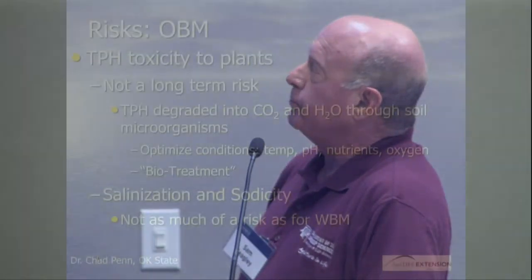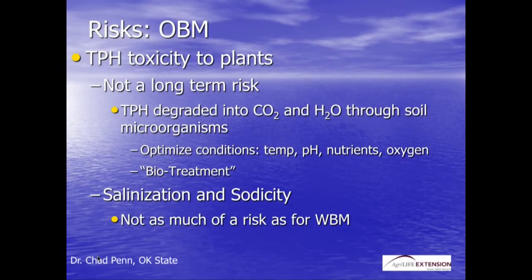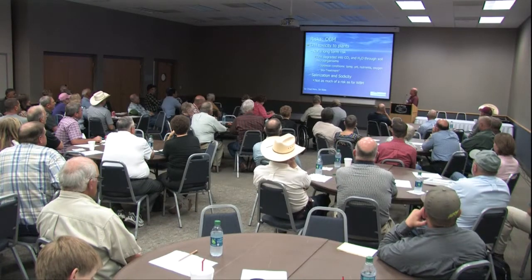TPH, total petroleum hydrocarbons, is toxic to plants if you get it up to a certain point. And so this is not typically a long-term risk, and the primary reason for that is because that material is degraded by the microorganisms in the soil fairly quickly. So you may get a vegetation kill for a short period of time, but it doesn't take very long, and actually most of those areas will recover very well if it's just an oil spill.